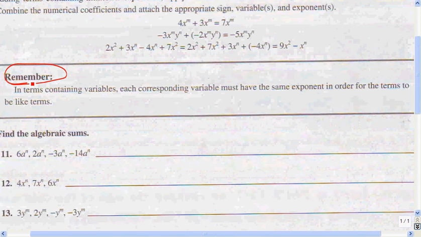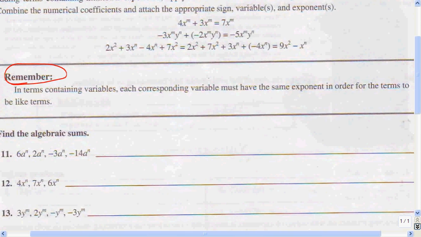I don't know if you could see it when I upload the videos on YouTube, it looks blurry. So when it's too small, it's hard to read, but I'm going to read it. You could read it in your book because you have the same thing in your book. It says, in terms containing variables, okay, remember variables are the letters, each corresponding variable must have the same exponent in order for the terms to be like terms, which is what I've been explaining to you. The variable has to be the same and the exponents have to be the same.